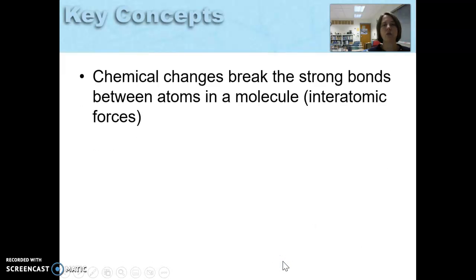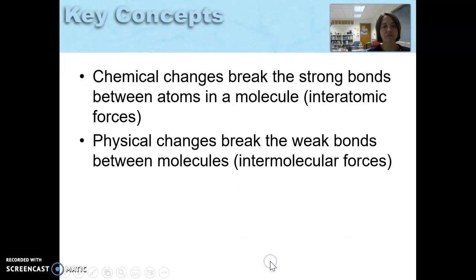Okay, so a chemical change will break the strong bonds between atoms in a molecule. Those are the interatomic forces, so the forces between atoms. Previously, we talked about intermolecular forces, the forces between two molecules. And so just like I said, physical changes break the weak bonds between molecules, those intermolecular forces. So if we have a physical change, the H2O molecules in ice could break and become liquid water and kind of flow over each other, or water vapor and zip around, but they're still H2O and H2O.